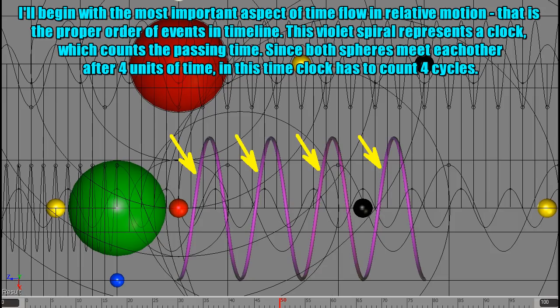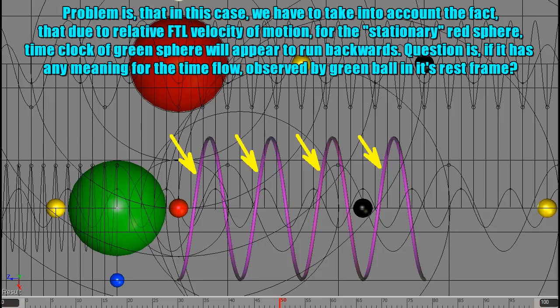I'll begin with the most important aspect of time flow in relative motion, that is, the proper order of events in the timeline. This violet spiral represents a clock which counts the passing time. Since both spheres meet each other after 4 units of time, in this time the clock has to count 4 cycles. The problem is that in this case we have to take into account the fact that, due to relative faster than light velocity of motion, for the stationary red sphere, the time clock of the green sphere will appear to run backwards.